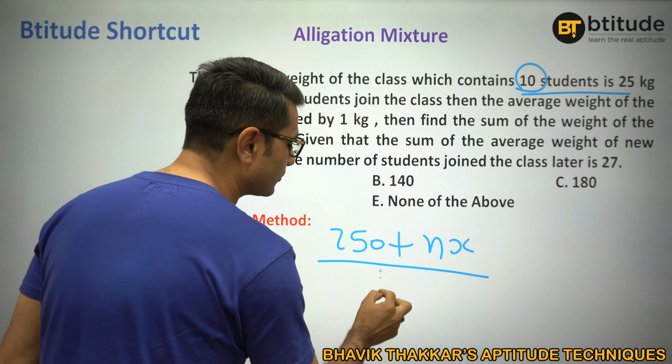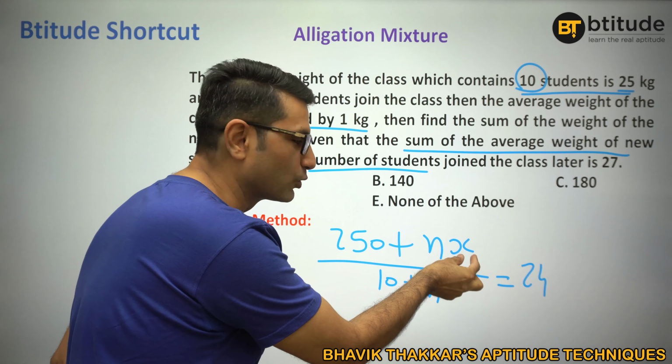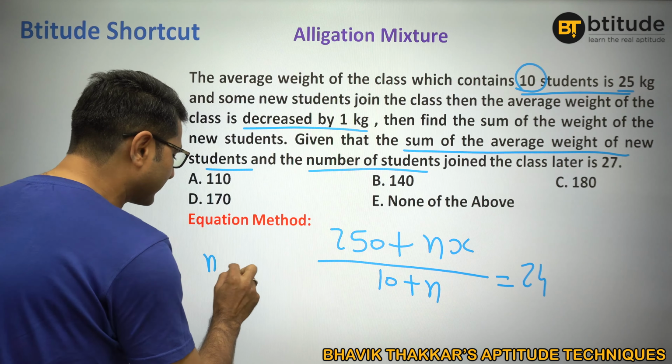So this is the first equation you get. Of course, one equation, two variables cannot be solved, right? But at the same time, there is another equation as well, because they have given the sum of the average weight of new students and the number of students. So they are saying number of students plus the average weight of those students. That means n plus x, and that is given as 27.